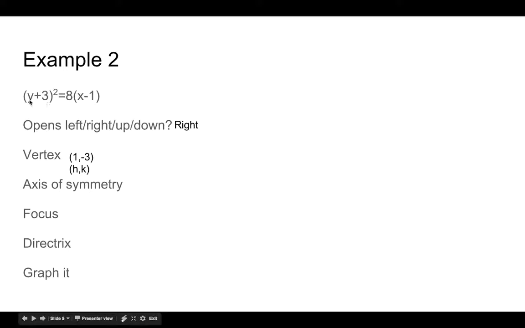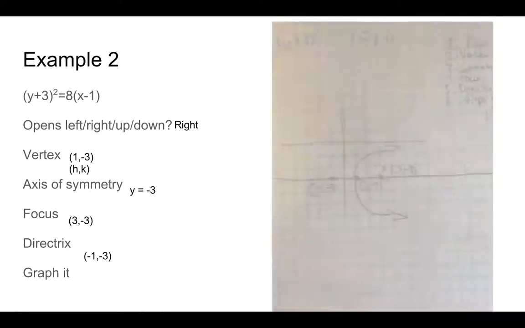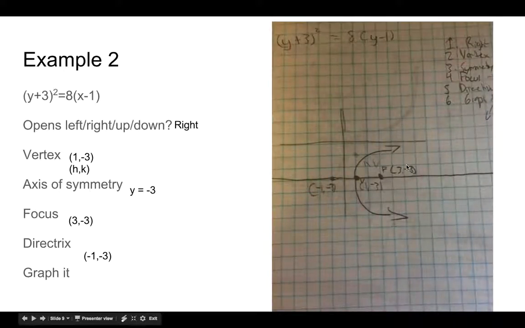And as we see here, since it's going to the right, it should be a y value right here, since it's being squared, for the axis of symmetry. y is equal to negative 3. We already know why. The directrix should be x equals negative 1. The focus should be (3, negative 3). As we look here to the graph, we have the vertex (1, negative 3) right here. And we know the distance right here is 2, 2. And this is how you graph a parabola going either left or right.